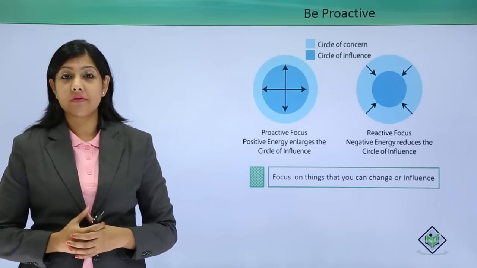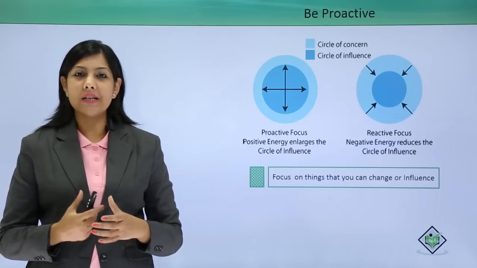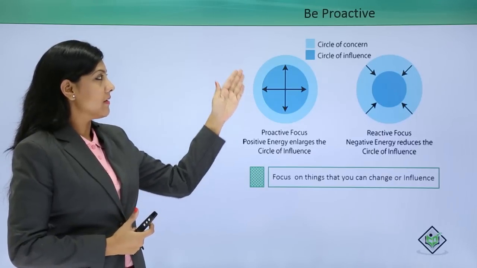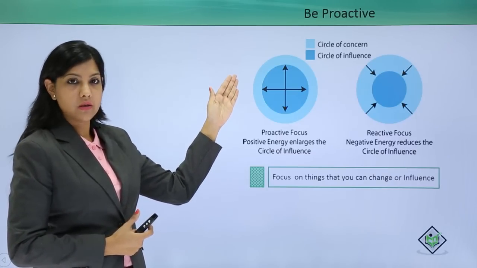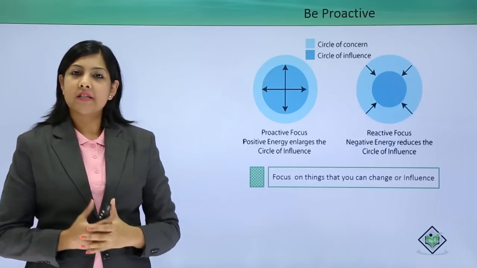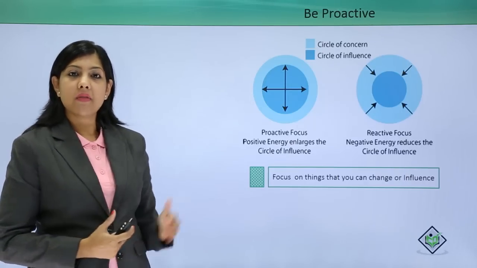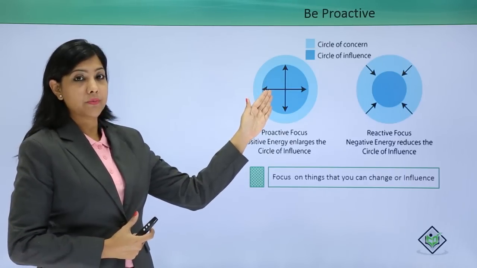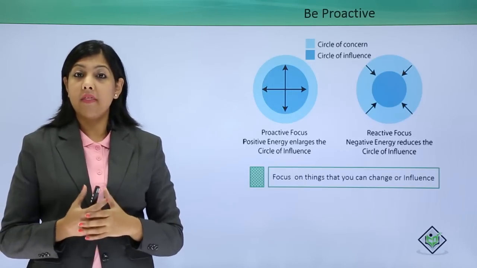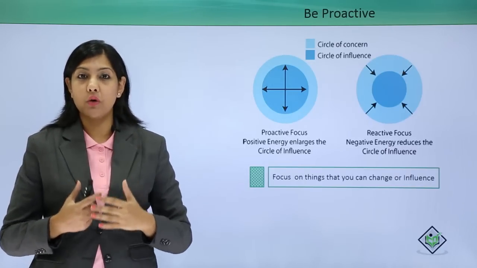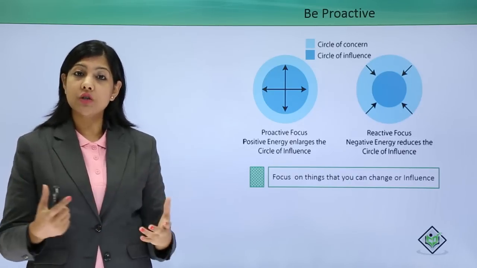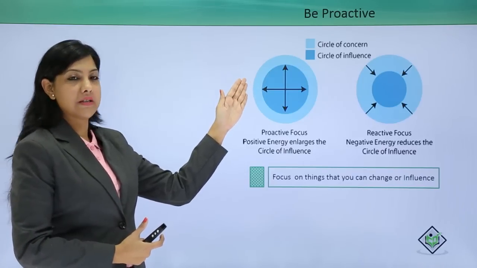How do we be proactive? Well, very interestingly, understanding being proactive is not rocket science. There are two circles here: the circle of concern, which is the outer circle, and the circle of influence, which is the inner circle. Proactive people always spend more time in the circle of influence, the inner circle. By circle of influence, I mean things which you can influence, things which are under your control. Example, yourself, your family, your health, etc. Things which are beyond your control lie in the circle of concern.